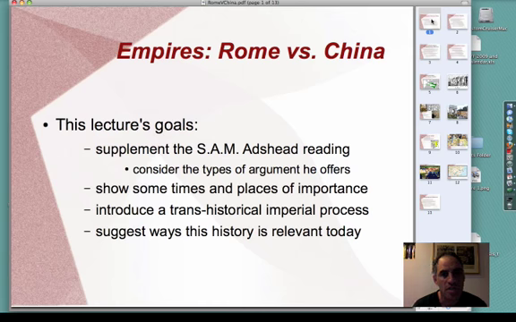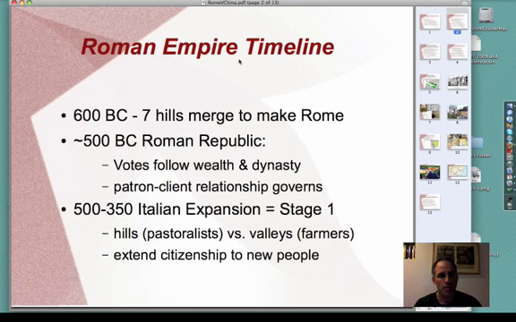We're going to do that in order to supplement some of your readings, particularly Sam Adshead in the Riley text, who discusses this. We want to look at the types of argument he offers. I'm going to give you some times and places of historical importance, the kinds of things that you as educated people should know. I'm also going to introduce you to a kind of trans-historical imperial process, to suggest the ways in which all imperial processes are similar across time. And then finally, suggest some ways in which this is relevant today. But our real focus is on Rome and China, and I'm going to start here with Rome.